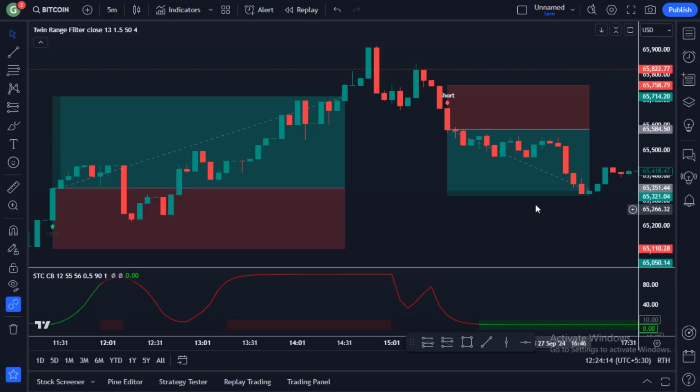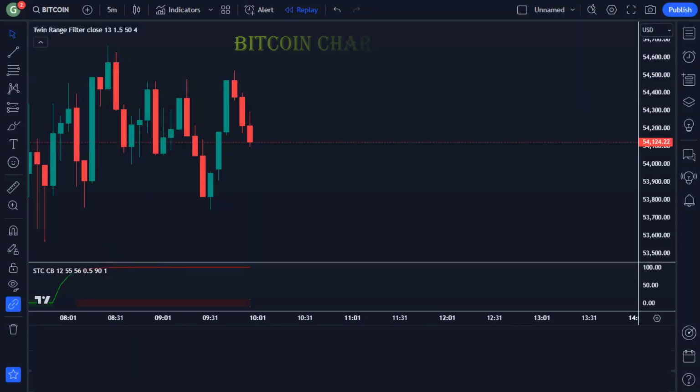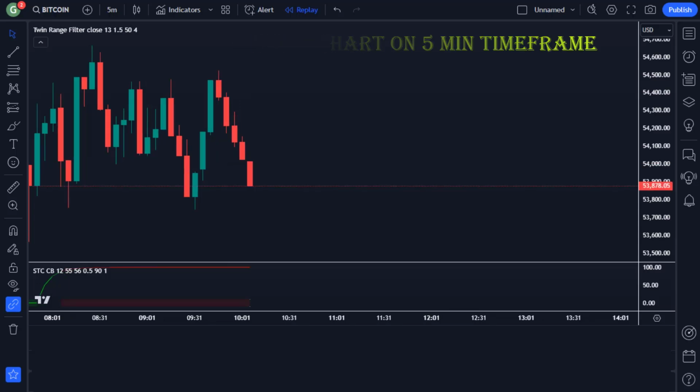I hope you must have understood this example of the strategy. If not, then it doesn't matter. We are going to see other examples of some test trades so that you will definitely understand. Now we will see a long trade on the Bitcoin chart on the 5-minute time frame.